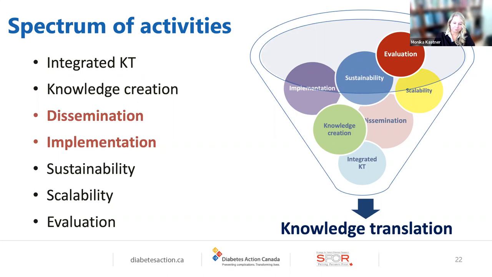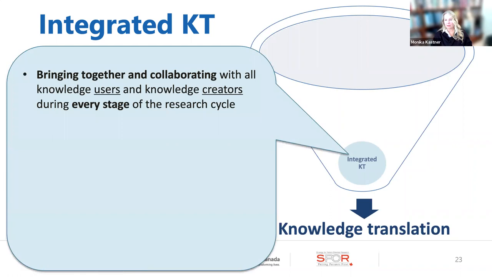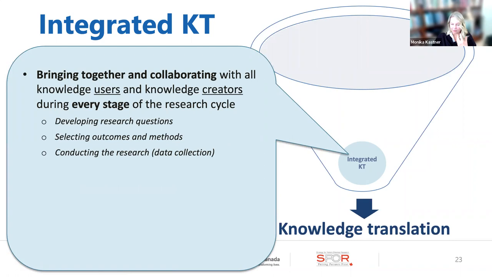So let's start with a term that we call integrated knowledge translation. Some of you may have heard of this. It's really a collaborative approach to doing research. It's bringing together all of the knowledge users and all of the knowledge creators during every stage of the research cycle. So we're talking about everything from developing research questions, finalizing objectives, selecting outcomes and methods for whatever you want to do, actually conducting the research, data collection, data analysis, interpretation and dissemination of findings. So we're talking about from the beginning of the project all the way to the end.